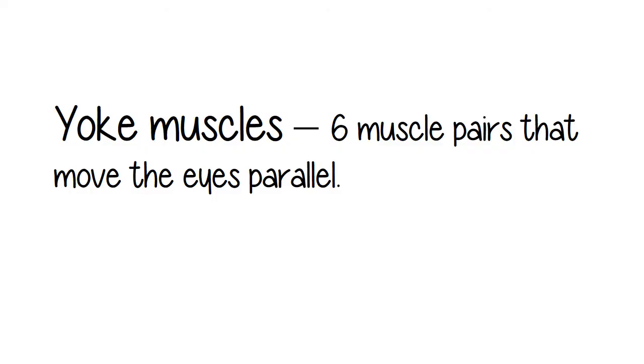Versions. Versions are parallel movements of both eyes, or both eyes moving in the same direction. Yoke muscles are pairs of muscles that pull the eyes into these parallel positions. There are 6 pairs of yoke muscles that correspond to the cardinal positions mentioned earlier.